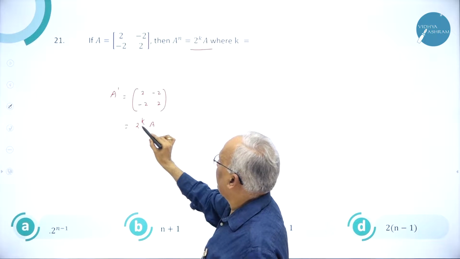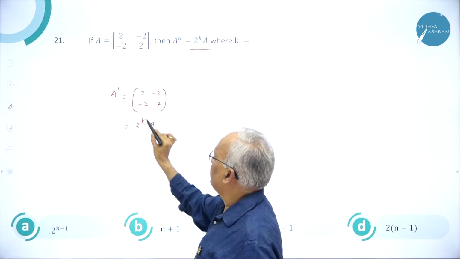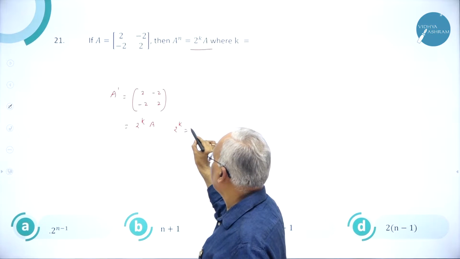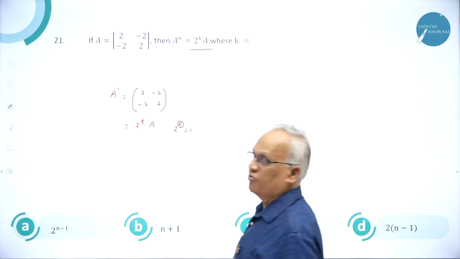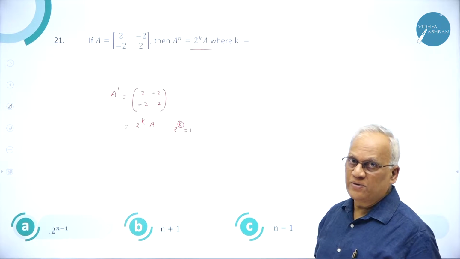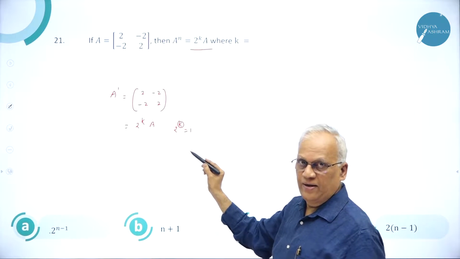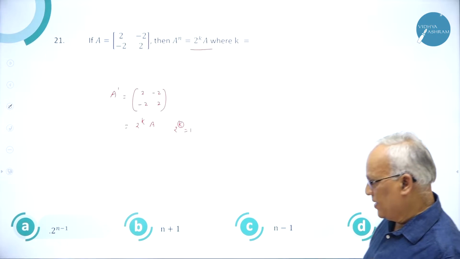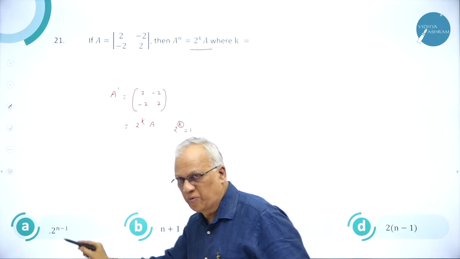So 2 power k, what should it be? What is this? It is a. This is a, so what should this be? 1. So 2 power k is equal to 1 means what value you should give for k? k equal to 0, because 2 power 0 becomes 1. So for what value of n does k become 0, just see. This is not the one, because 2 power 0 becomes 1.